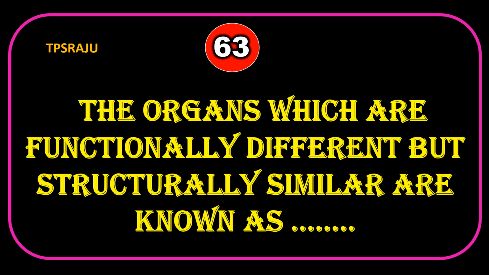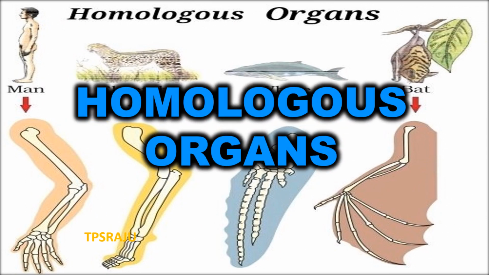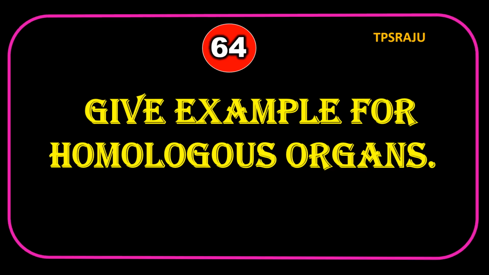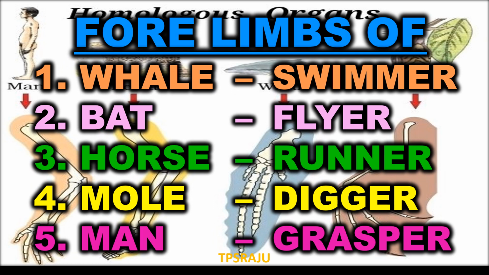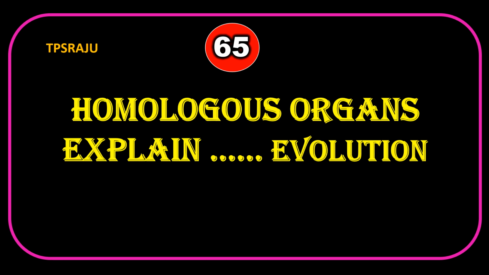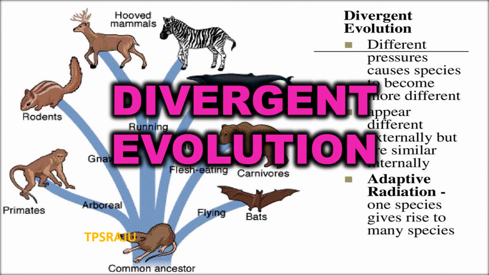The organs which are functionally different but structurally similar are known as homologous organs. Give example for homologous organs. Forelimbs of whale, bat, horse, mole and man. Homologous organs explain divergent evolution.